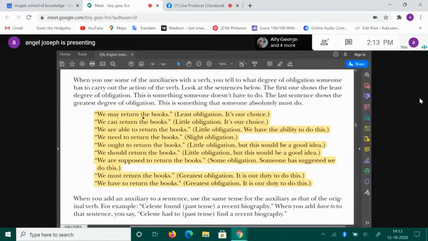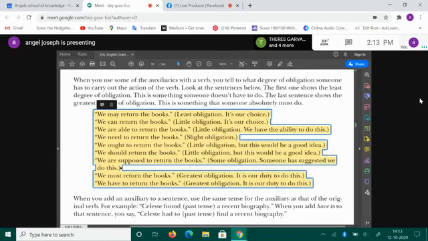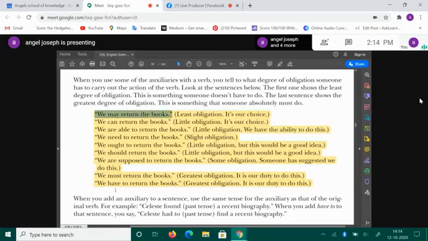So now that you understand the word obligation, all these sentences that you see here move from a very low obligation level to a very high level of obligation. So the first sentence has the least obligation. Or you can say, it's your choice. That's what the first sentence means. We may return the book. It's up to you. You want to return it, you don't want to return it, up to you. You keep it.